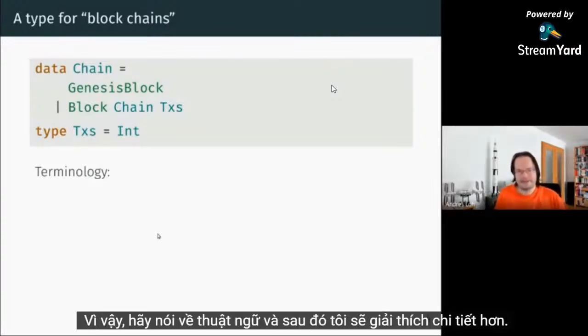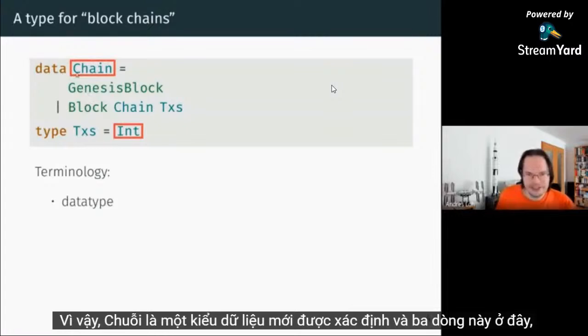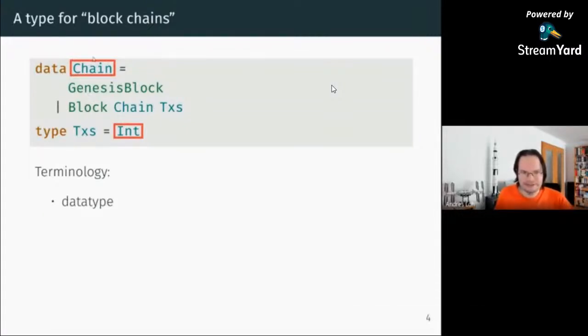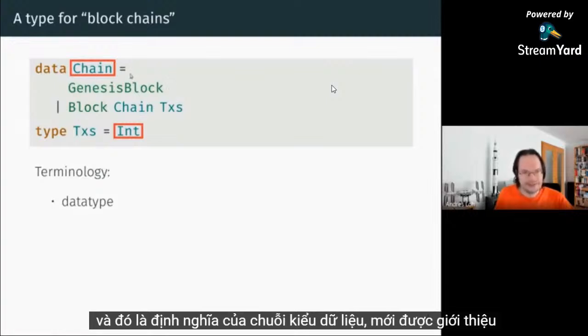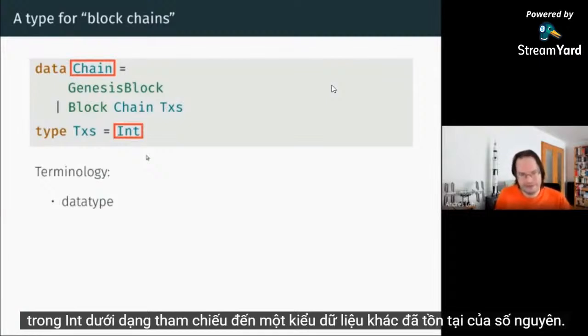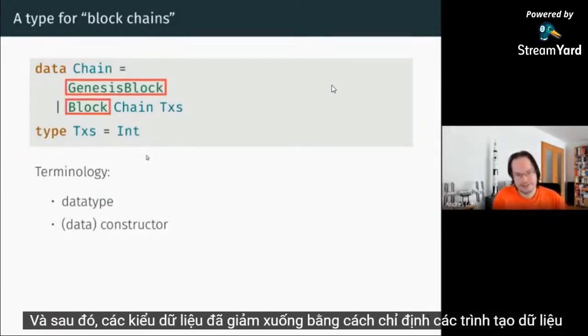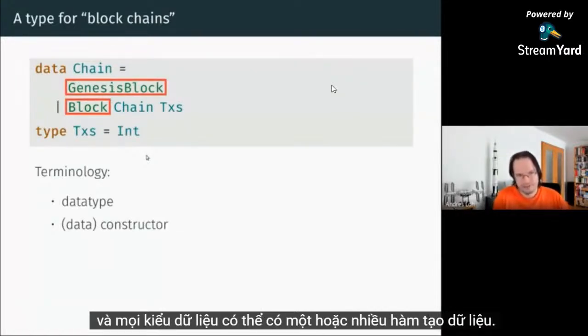So let's talk about terminology, and then I'll explain in more detail. These are lines of Haskell code you see there. And there are data types here. So chain is a new data type that is defined in these 3 lines up here. And that is a definition of this data type chain, which is newly introduced. And int is a reference to another already existing data type of integers. And then data types are defined by specifying data constructors, and every data type can have one or multiple data constructors, and these are ways to create values of that data type.